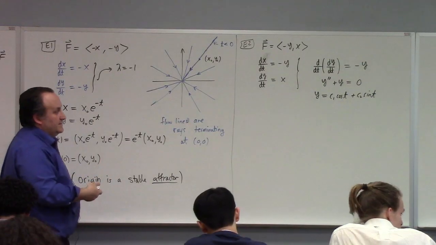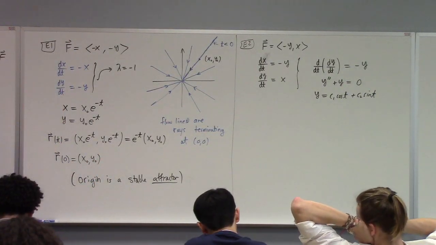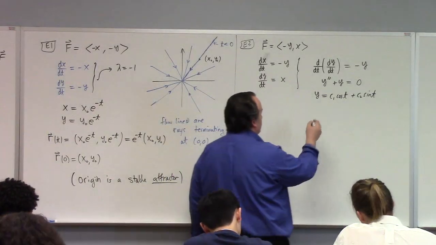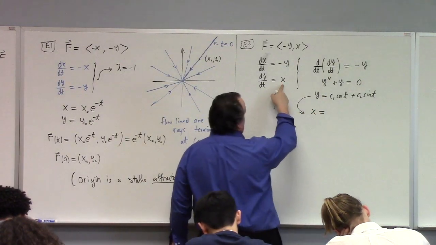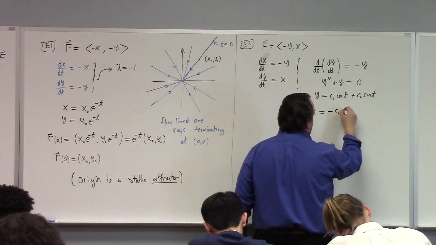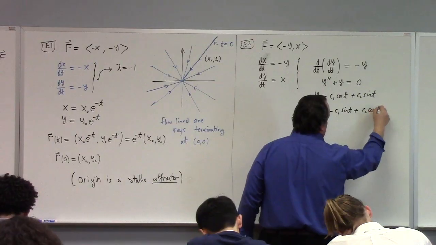Then what? Again, our problem is to find the flow lines to this vector field. That's what we're doing. What's x then? x is dy/dt. So x is minus c1 sin t plus c2 cos t, right?